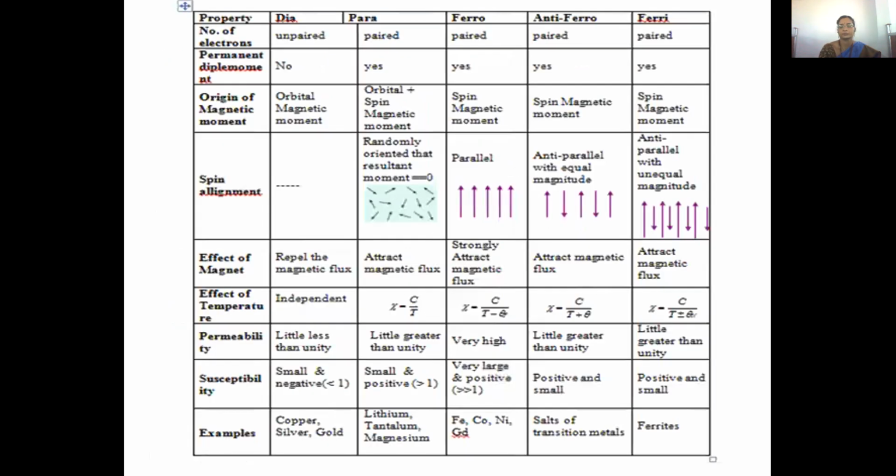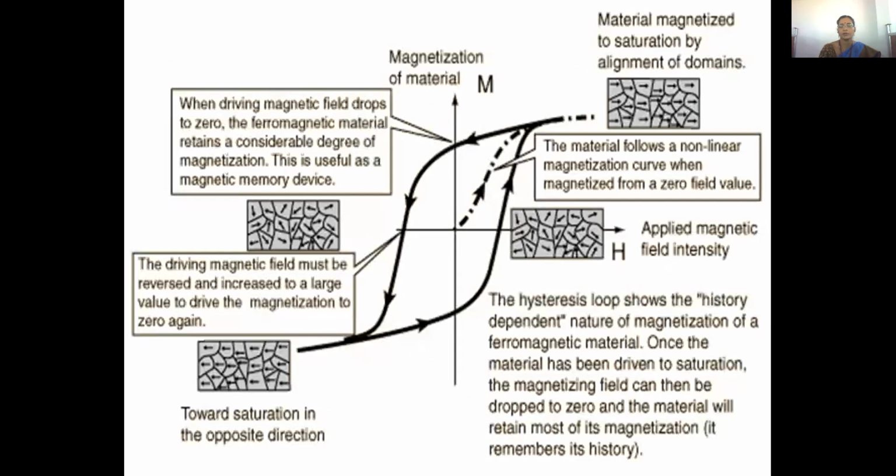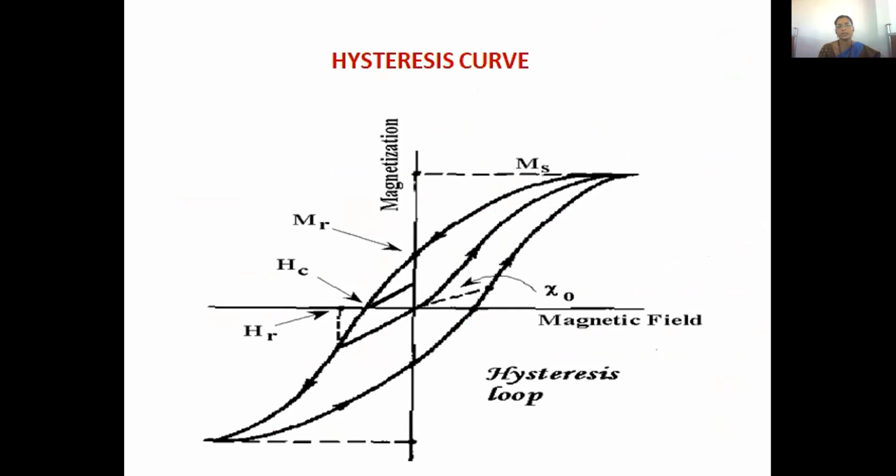Hysteresis curve. As we mentioned, ferromagnetic materials show the hysteresis behavior. Let us have a look at how the hysteresis curve varies. This part we are calling the initial curve, okay?